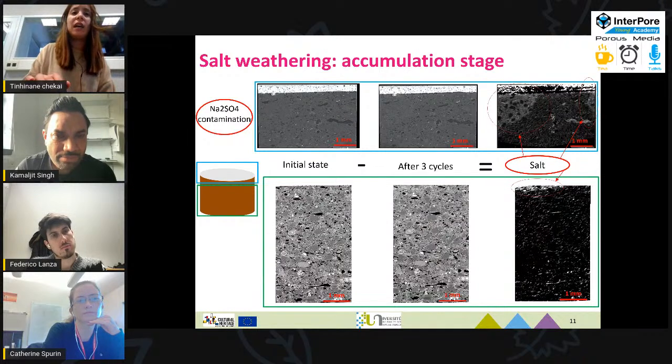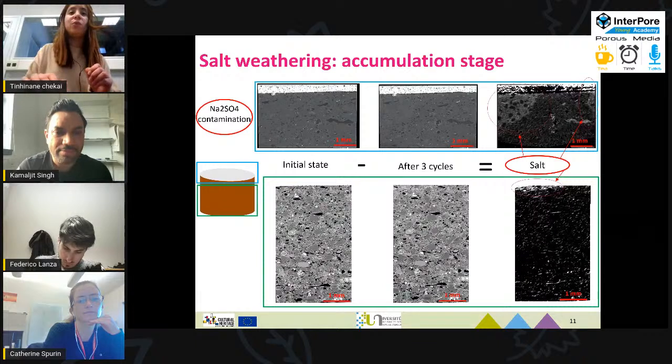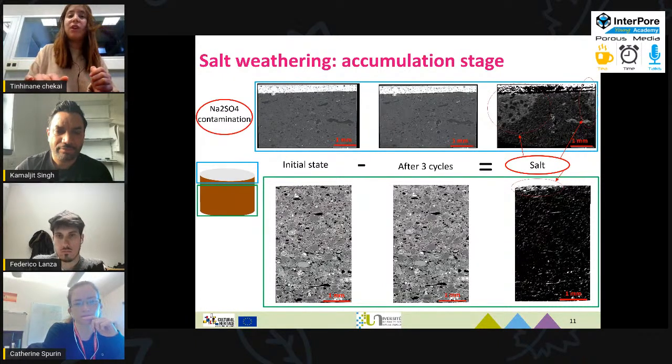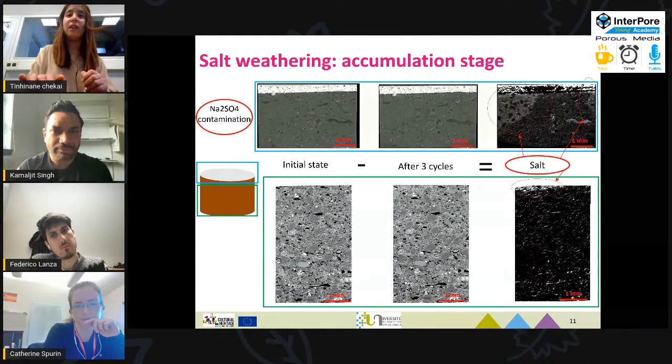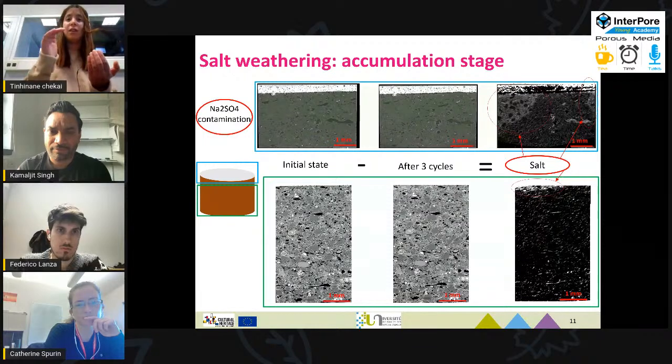So when we look at these 2 images, we cannot see any changes really. But when we do image treatment, we can do a subtraction, and in the subtracted image, we can see that there is actually salt accumulating inside of the structure, and this is represented as blocks, as clusters of salt, and this is only observed in this upper region, in the interface between the glaze and the clay body.